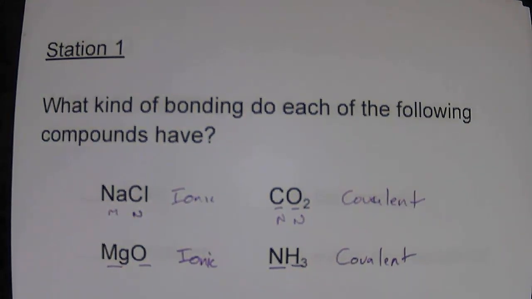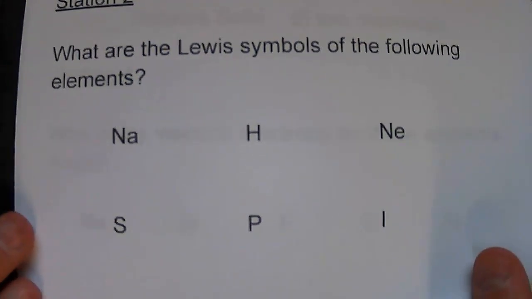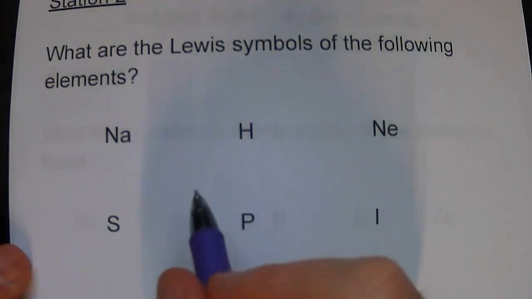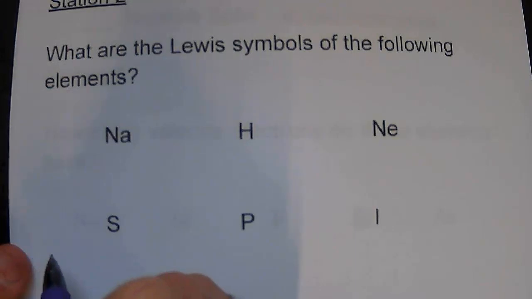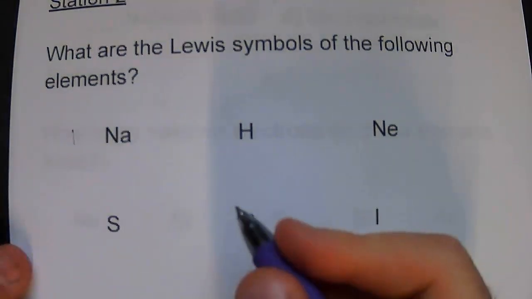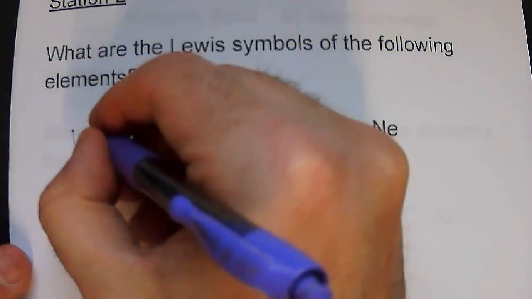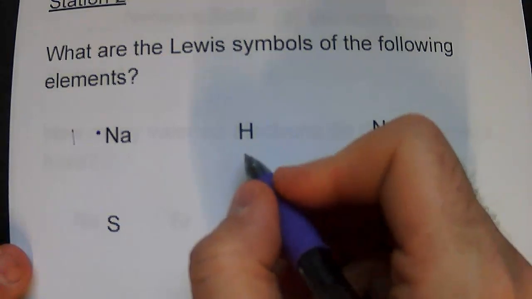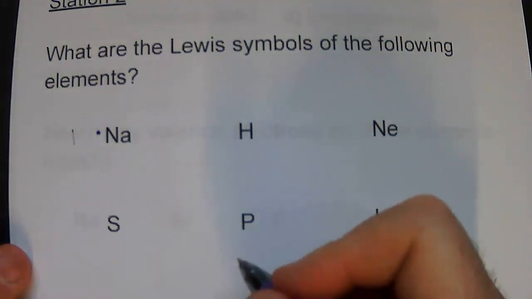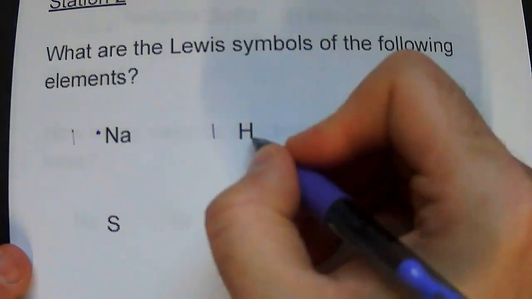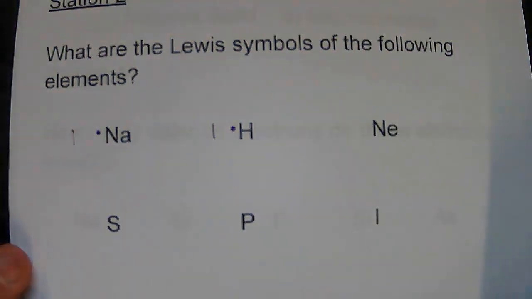Okay. Station 2. It says, what are the Lewis symbols of the following? So we have to figure out how many valence electrons there are. For sodium, there's one valence electron, so we will put one dot around it. Hydrogen is in the same group as sodium, so there's one valence electron, and we'll put one around it.